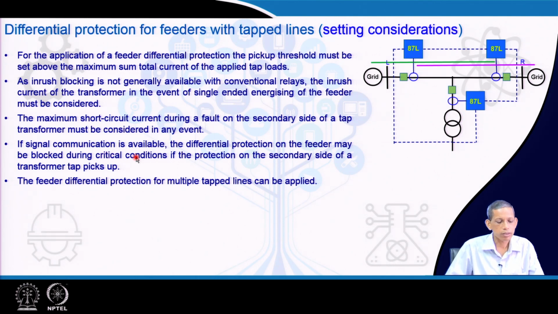If signal communication is available, the differential protection on the feeder may be blocked during the critical condition. What do we mean to say? If a signal is available, and the fault happens to be beyond the transformer, on the load side of the transformer, then the 87L should be blocked. Okay? That is what we would like to say. That will avoid unnecessary tripping of the 87L and make it more sensitive also.